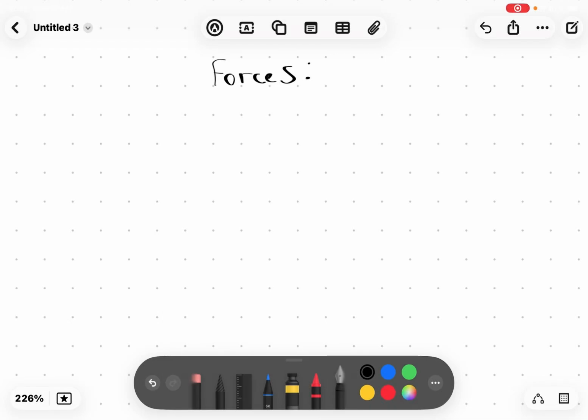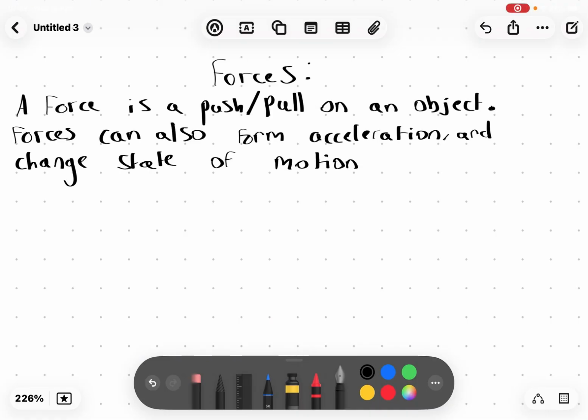Hello, today I would like to talk about forces. First of all, what does a force do? Kind of what it is, all that type of stuff. So, a force is a push or pull on an object. Forces can also form acceleration and change state of motion. If some of these are confusing for you, like motion and acceleration, you will understand everything while watching the video.